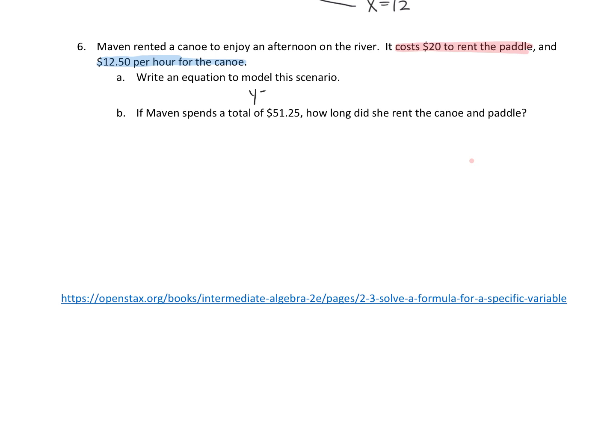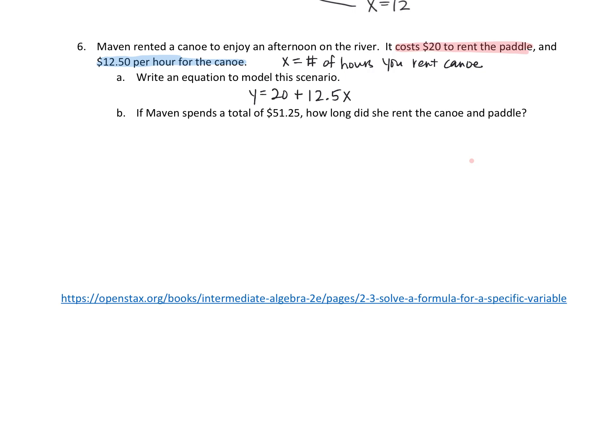So what you want to do is have y equals, you're going to have a fixed cost, so that would be 20, and then you're going to add that to the variable cost, so $12.50 per hour. So that'll be $12.50 times x. x is the number of hours you rent the canoe. So if you rent it for 1 hour, it's $12.50. If you rent it for 2 hours, it would be 2 times $12.50 or $25, etc. So that's the equation to model the scenario.